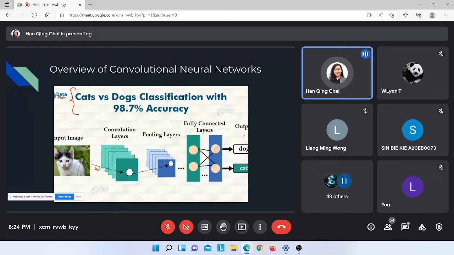But finally, the output is quite important to determine this image. Why do we send an image into this algorithm or our model to train it? There's definitely a function, right? That is to predict the outcome.